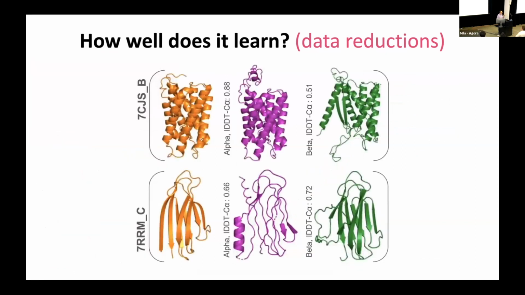And this is just pictorially what you can see. So the top one is the alpha trained model tested on an alpha helical protein. The orange is the ground truth structure, the pink is the alpha trained model, and the green is the beta trained model tested on the alpha helical protein. You see it's hallucinating a few beta strands, but generally speaking, this geometry is more or less right.